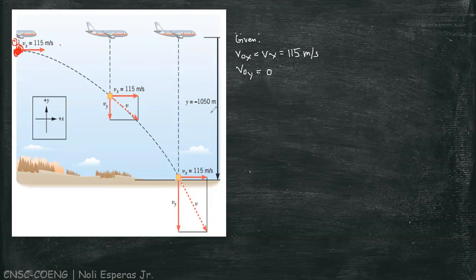And we have here the elevation of 1050, negative 1050. Why negative? Because we consider that the initial point is our origin. Therefore, going downward to the surface or the ground, we have 1050 meters, which is in the negative direction.